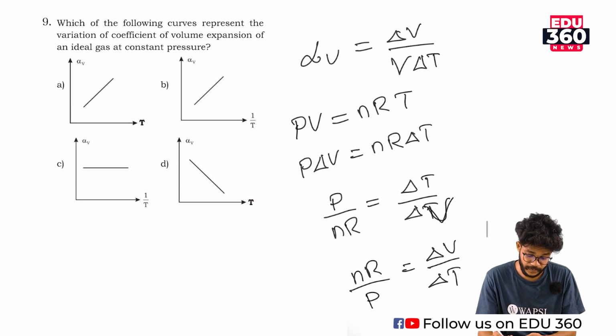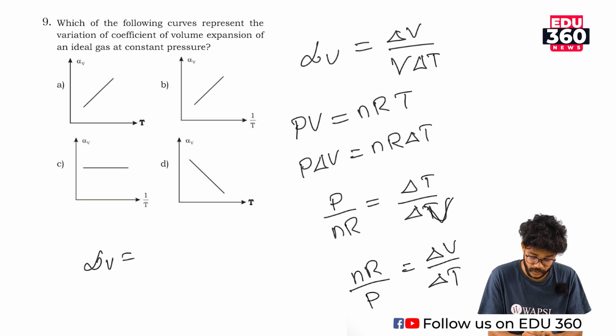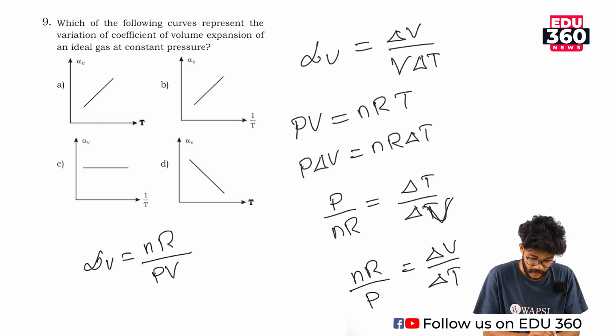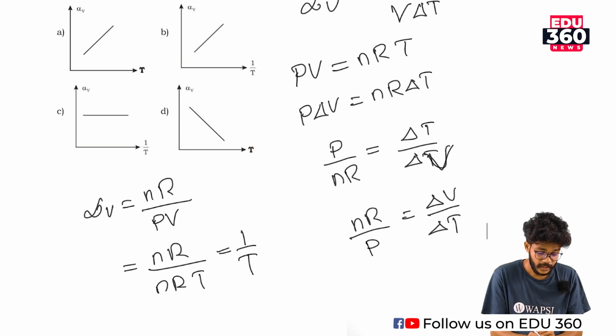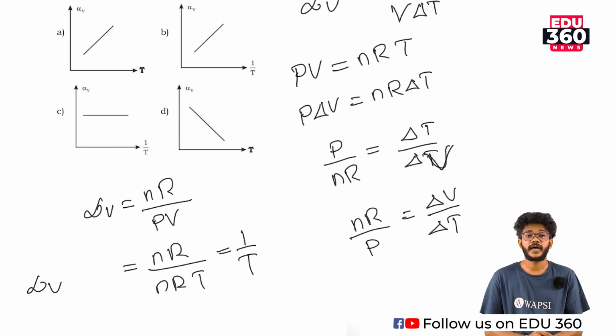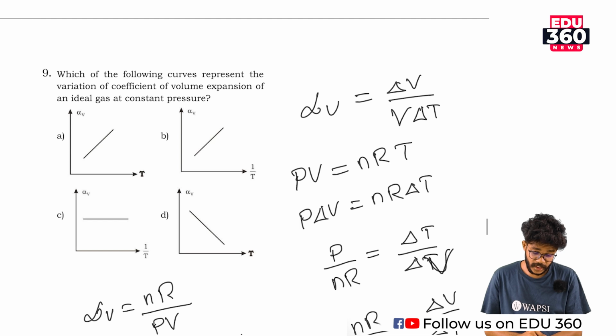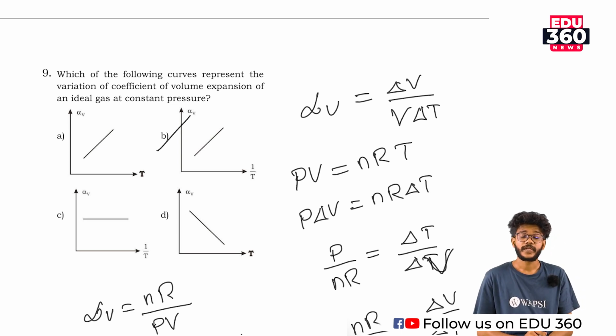Substitute in the above equation. Delta V by delta T is nR by P. So alpha V is equal to nR by PV. Okay, and PV is equal to nRT. So nR by nRT is equal to 1 by T. So alpha V is equal to 1 by T. Alpha V is directly proportional to 1 by T. So which is the correct option? Option B, directly proportional. Option B is the correct answer.